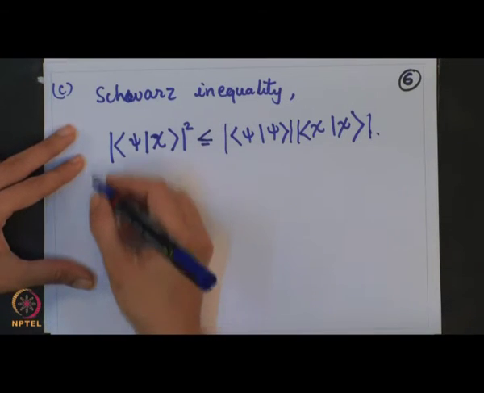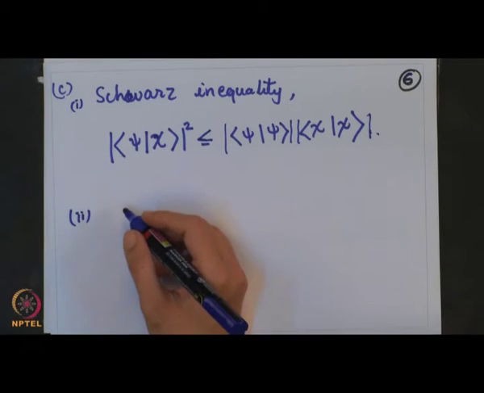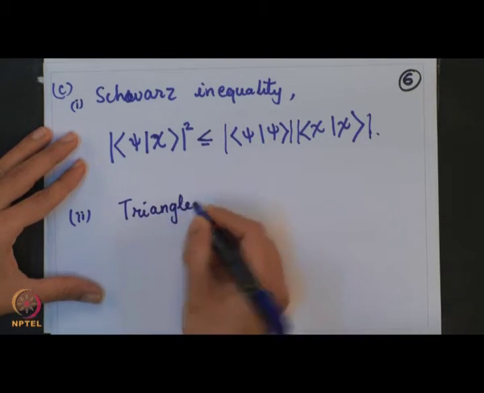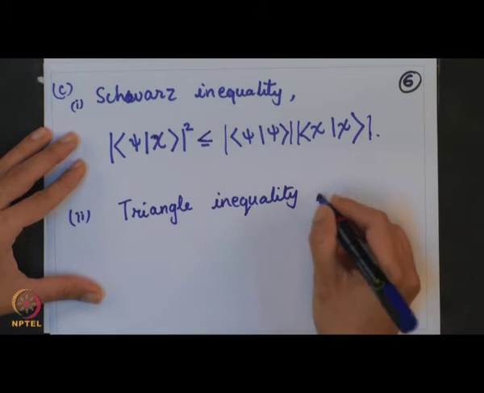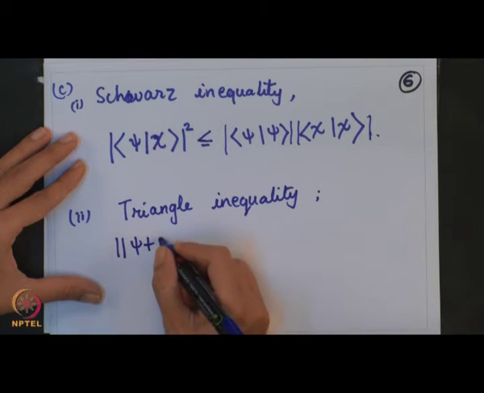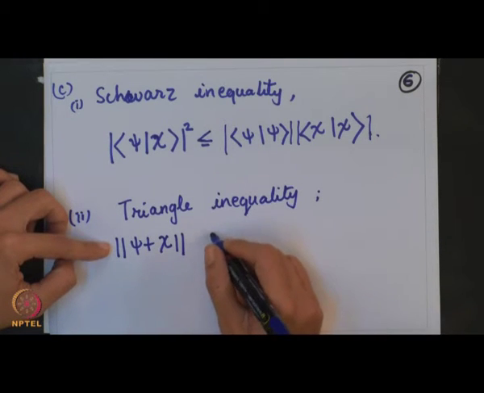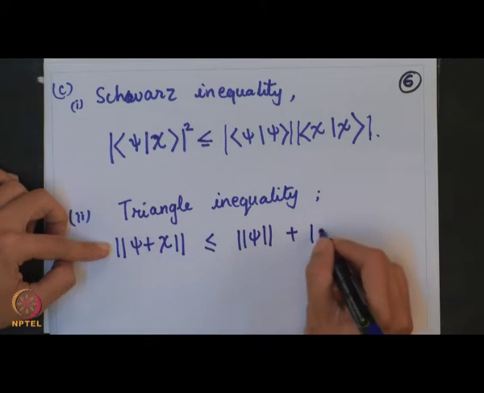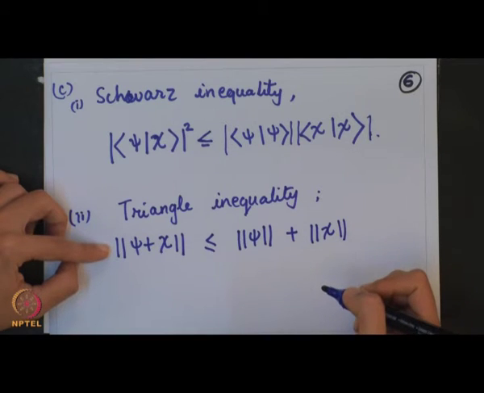So, this is one part, and in the second part what we do is we have to check the triangle inequality. The triangle inequality would be, we have seen it last time, that the norm of psi plus chi should be less than or equal to the norm of psi plus the norm of chi. This is the triangle inequality we have seen last time. In the last tutorial we have proved this.